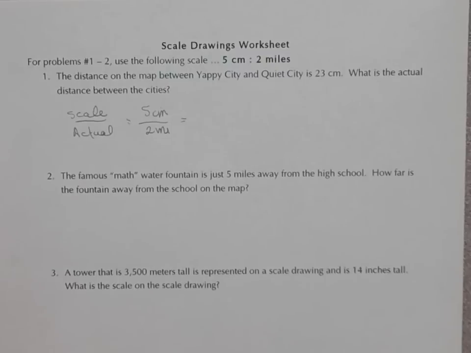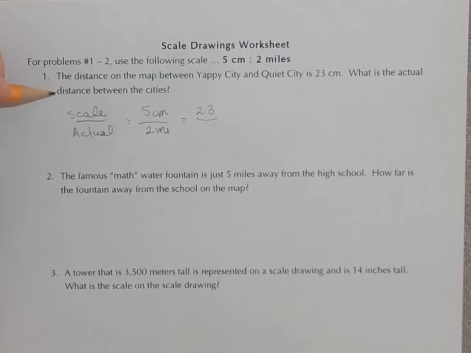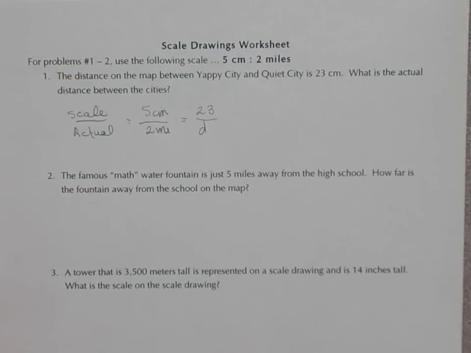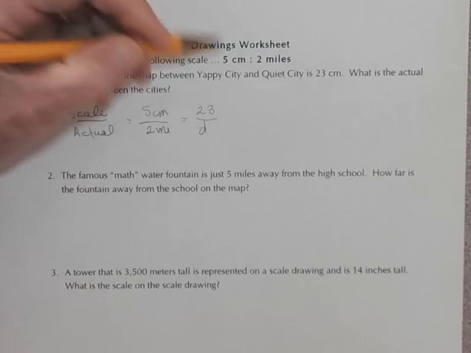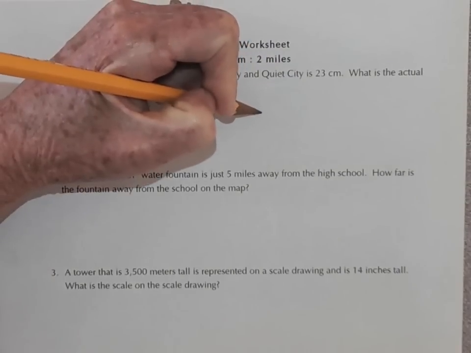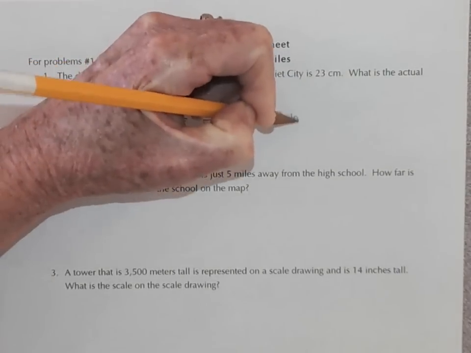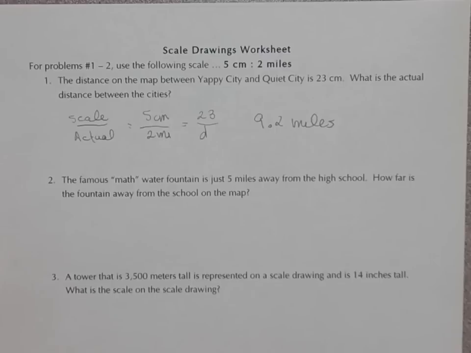It says the distance on the map between Yappy City and Quiet City is 23 centimeters, so that's on the map, that's the scale, so it's going to go up here. And then we want to know the actual distance between the 2 cities, so we want to know the miles. So if we do this, we're going to do 23 times 2, which is 46, divided by 5, which is 9.2 miles. So you can see how it's very similar to what we were doing with similar polygons.